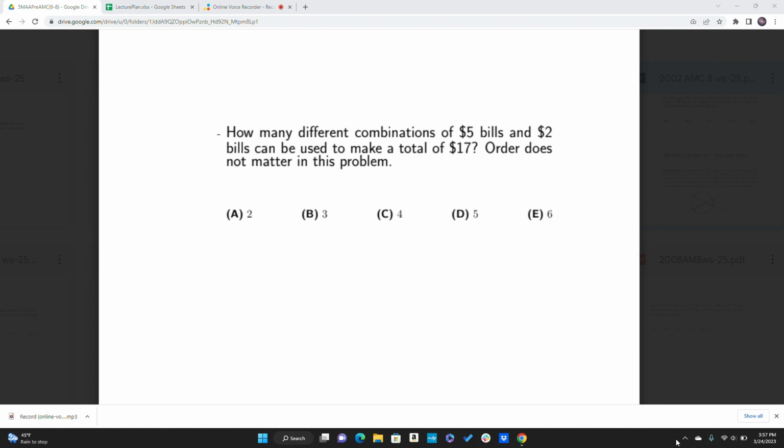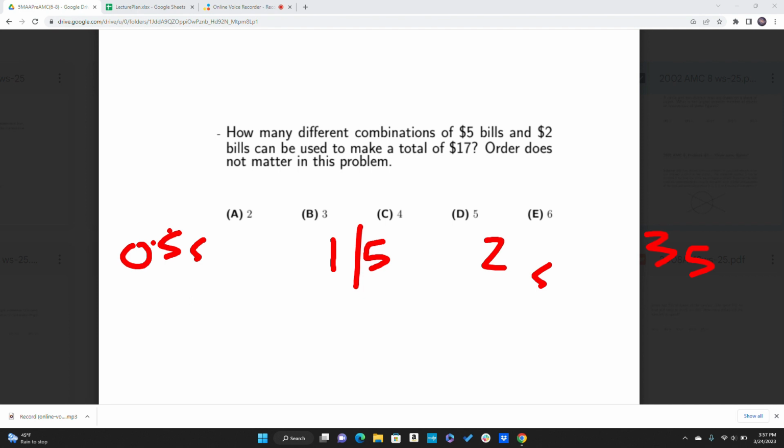How many combinations of $5 bills and $2 bills can be used to make a total of $17? All right, well, let's do some casework for this one, right? So what are our options? What are the different ways we could make $17? So either we use 0 $5 bills, one $5 bill, two $5 bills, or three $5 bills, right? If we use more than three $5 bills, then we have four $5 bills, and that makes $20. So here are our cases: no $5, one $5, two $5, three $5.